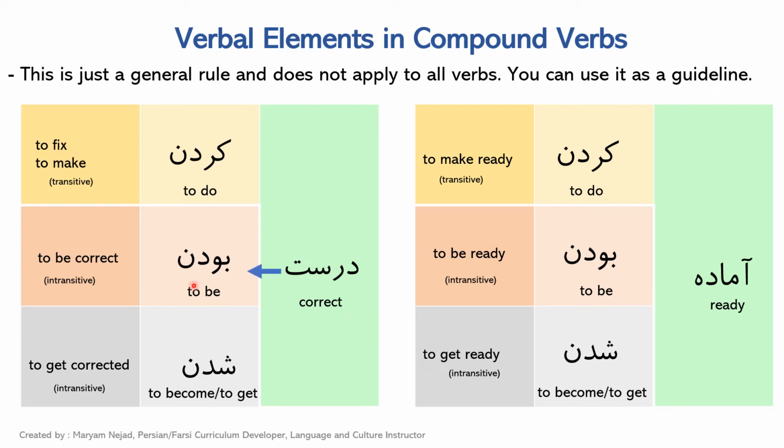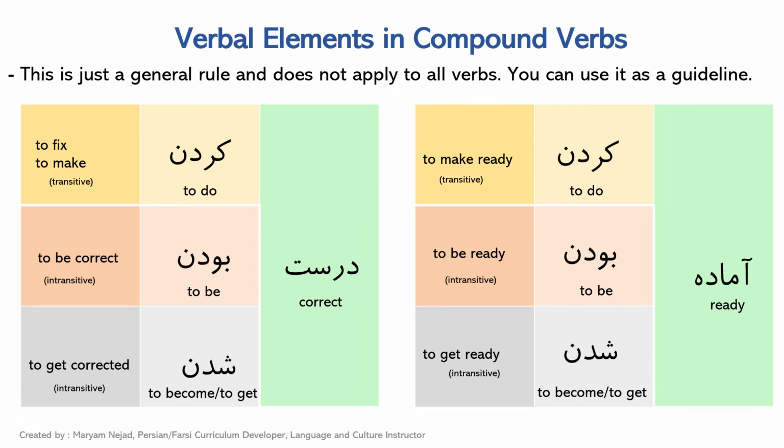When it comes with the verbal element بودن, it means to be correct. When, for example, something is correct, which it changed from transitive to intransitive. And when it comes with the verbal element شدن, it means to get corrected. For example, when something gets corrected. Then this one also is intransitive.